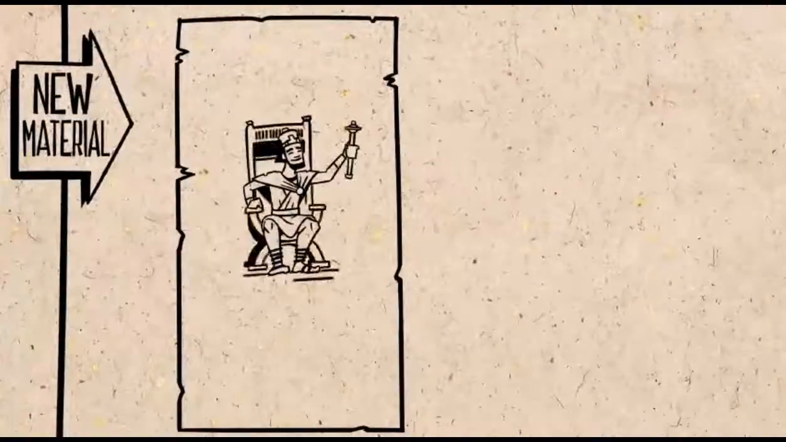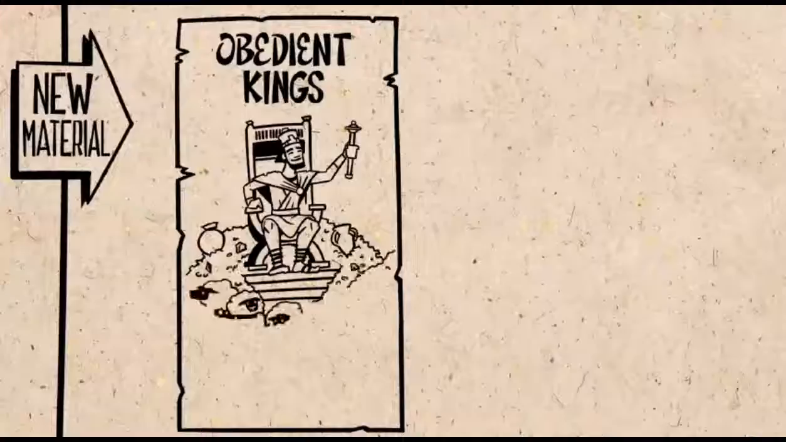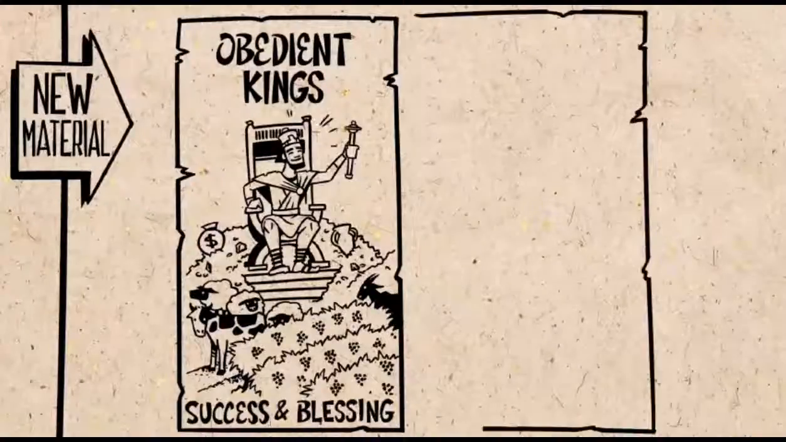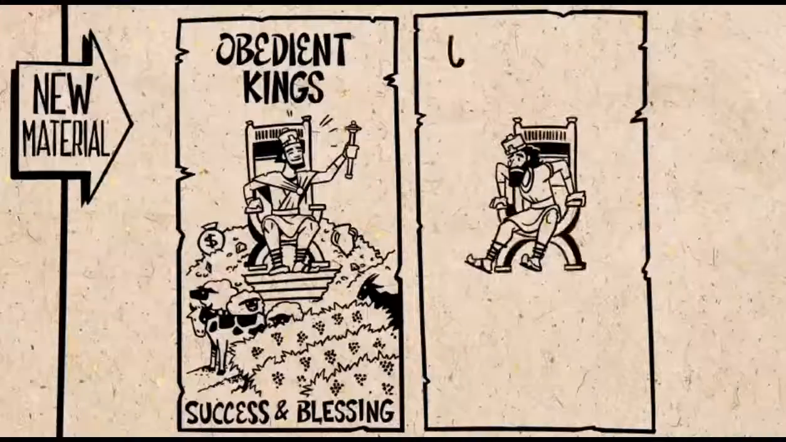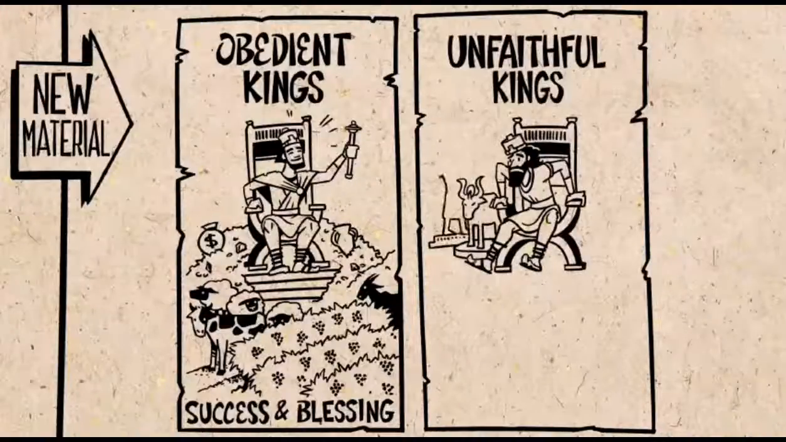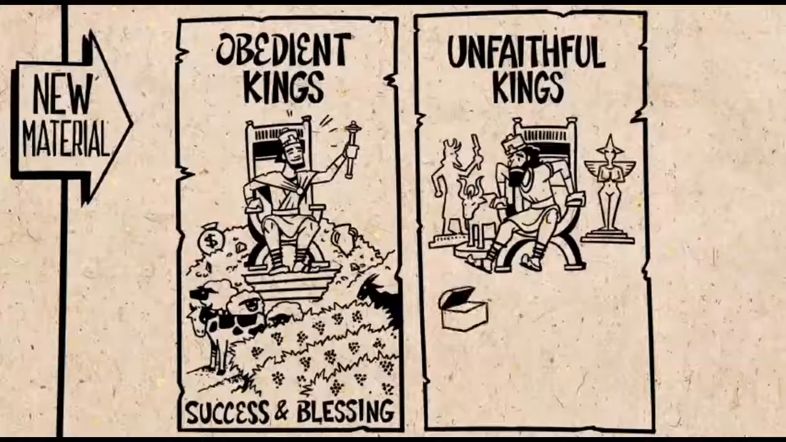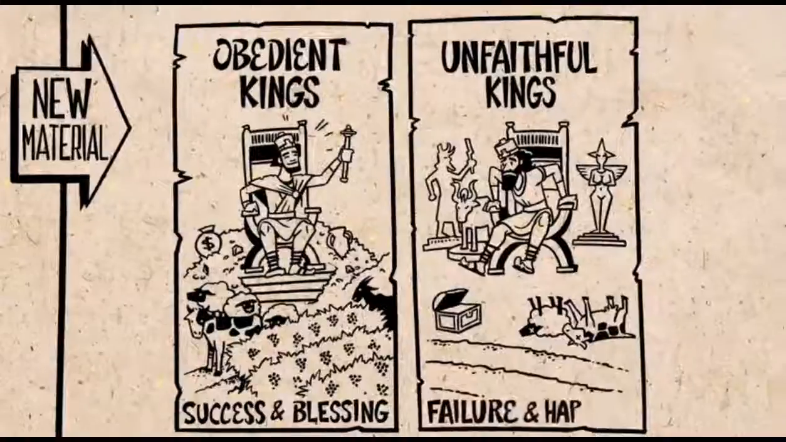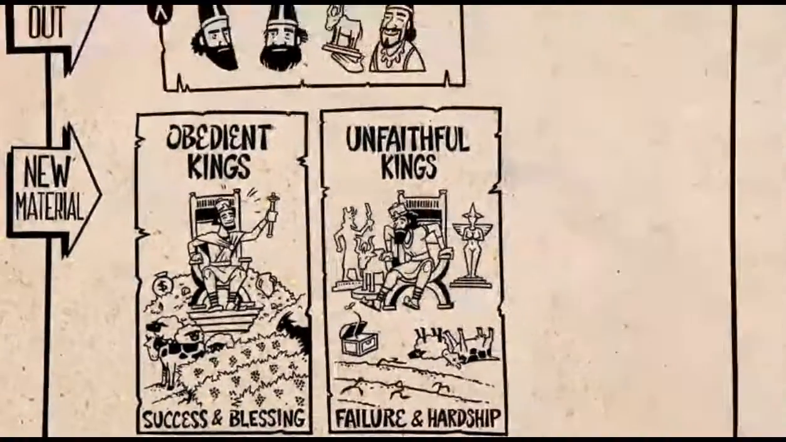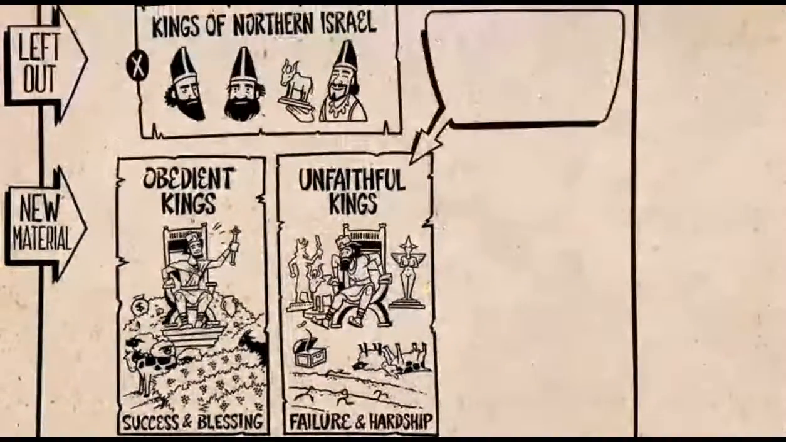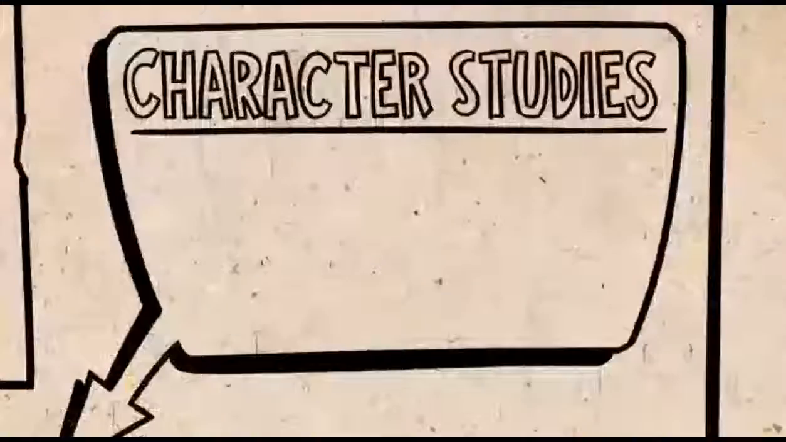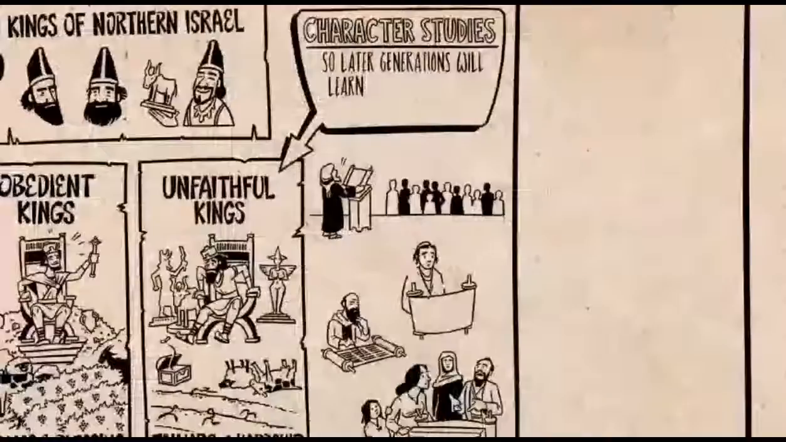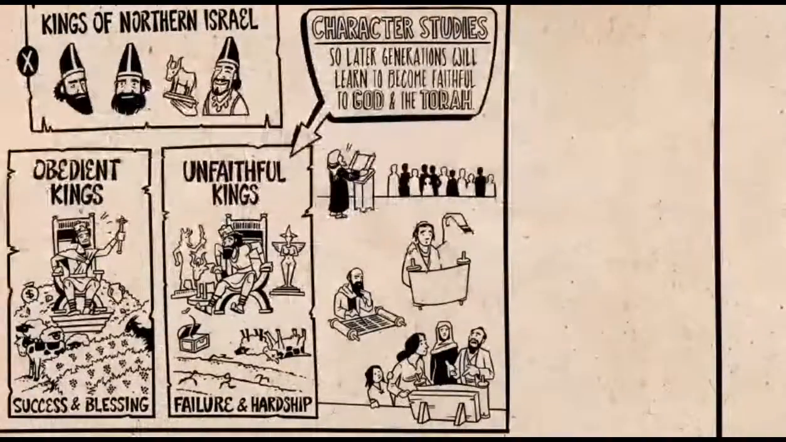He highlights the kings that were obedient to God, and he adds new stories about how their obedience led to success and God's blessing. But he also adds new stories about kings who were unfaithful to God. They didn't follow the Torah, they led Israel to worship idols, and these kings face horrible consequences, all leading up to Israel's exile, a mess of their own making. And so this whole section becomes a series of character studies where the author wants later generations of Israelites to learn from their family history, and so become faithful to their God and the Torah.